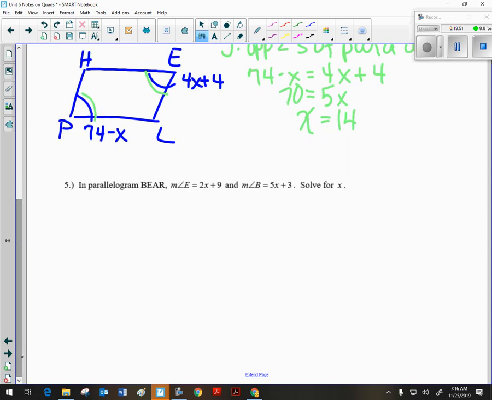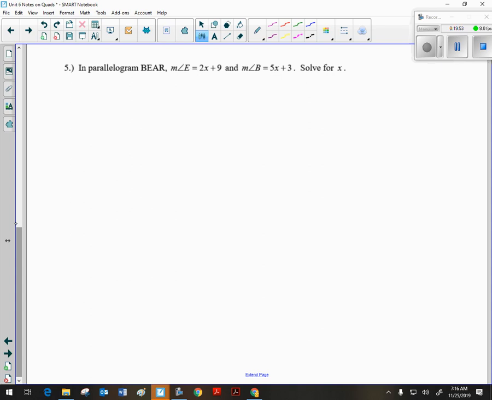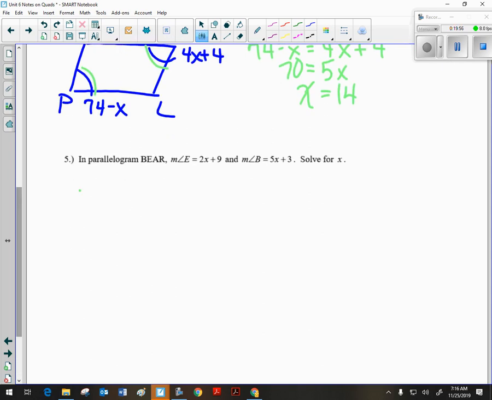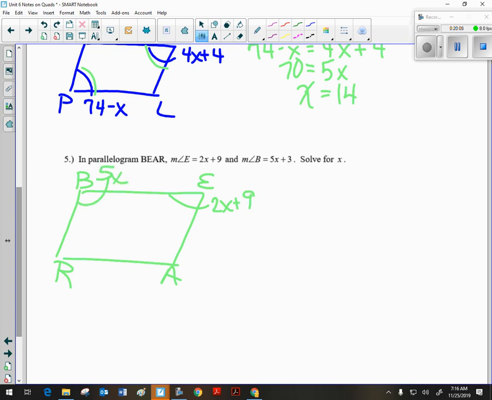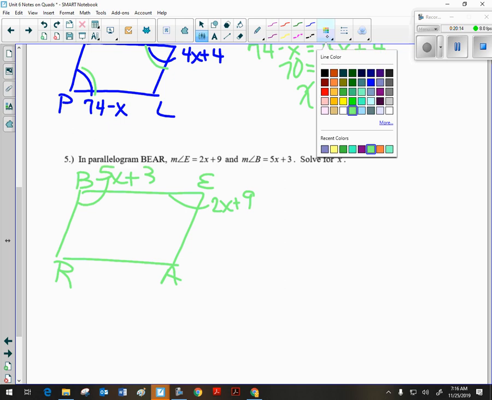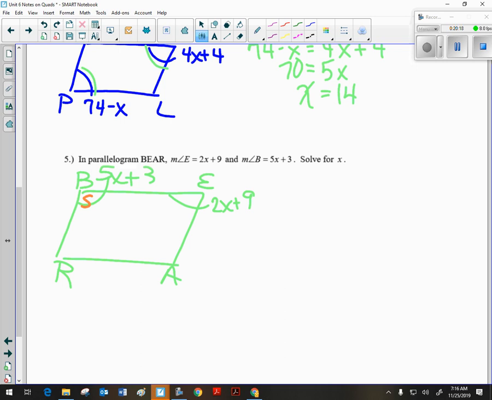Question number 5, parallelogram BEAR. When we do this question, we'll start it the same way. So BEAR. In this case, angle E is 2x plus 9. Angle B, 5x plus 3. And in this case, these angles are not the same kind of angles as in the last question. These are what we call consecutive angles. They're ones next to each other. And in this case, they are supplements to each other.